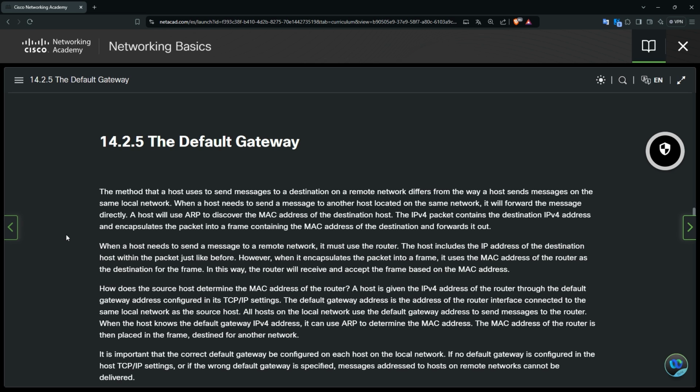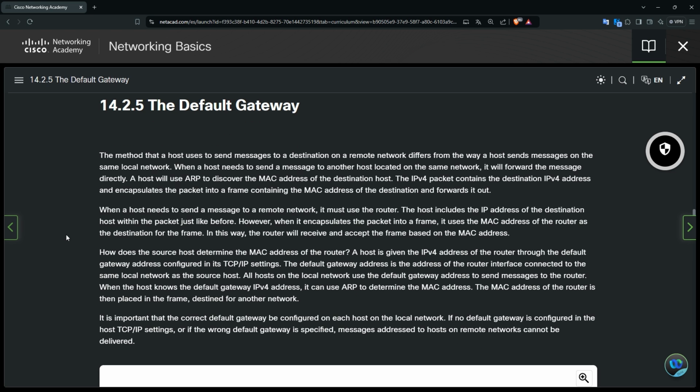When a host needs to send a message to a remote network, it must use the router. The host includes the IP packet of the destination host within the packet just like before. However, when it encapsulates the packet into a frame, it uses the MAC address of the router as the destination for the frame. In this way, the router will receive and accept the frame based on the MAC address. How does the source host determine the MAC address of the router?